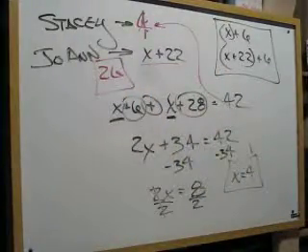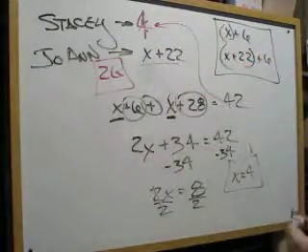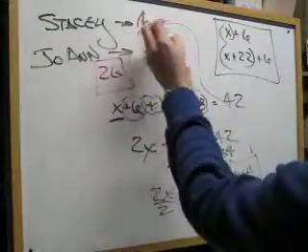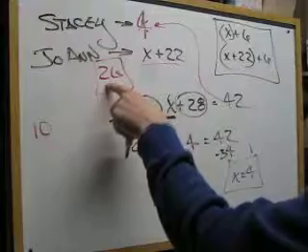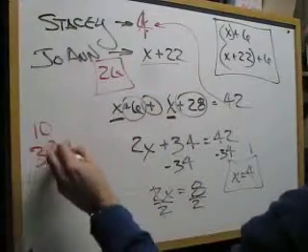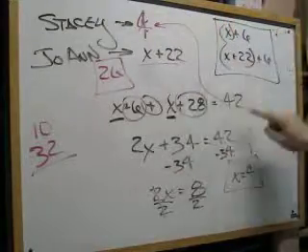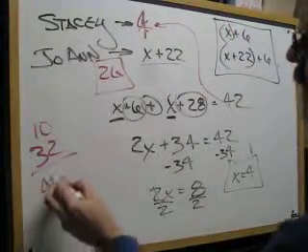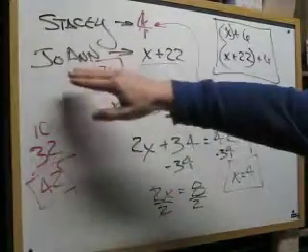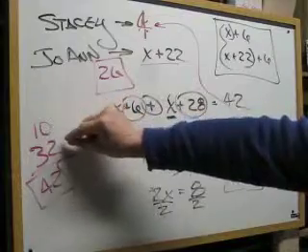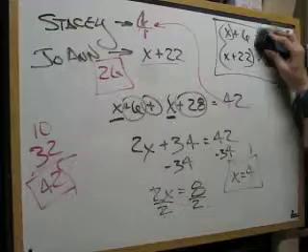Okay? Well, let's check this. If we take Stacy's age and add 6 to it, so 4 plus 6 is 10, and we take Joanne's age, 26, and add 6 to it, that's 32. And it said in 6 years, the sum of their ages is going to be 42. Let's see if that's the case. Yes. In 6 years, when Stacy's 10 and Joanne's 32, you add their ages up and you get 42.